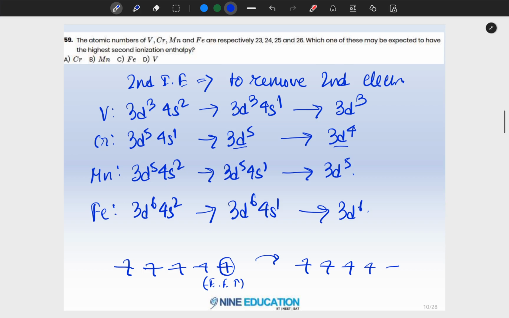So in chromium, the half-filled stable electronic configuration is getting converted to d4. So that is not favorable. So in order to remove the second electron from chromium, I need to supply a large amount of energy, because the system is going from a stable electronic configuration to a comparatively unstable electronic configuration. So that's why this change is not at all favorable. The system will try to restrict this change, and that's why if I want to remove the second electron forcefully, I need to supply the maximum amount of energy. So that's why A is the correct answer.